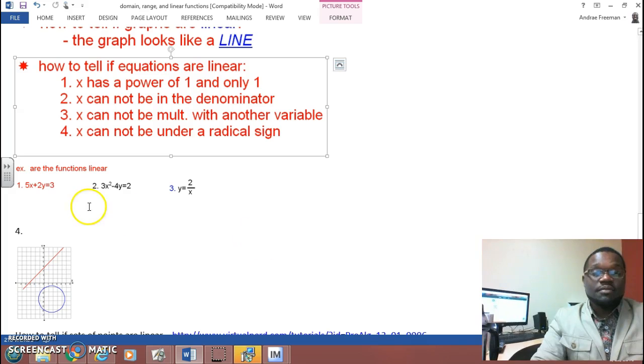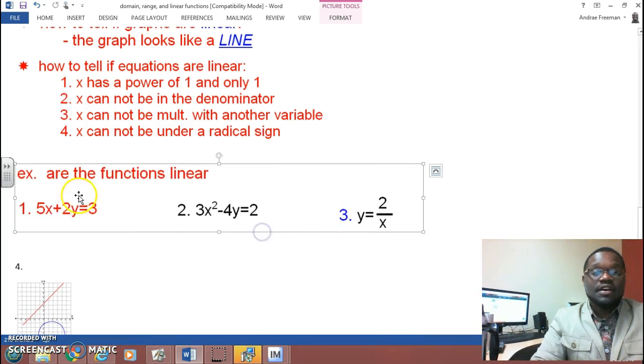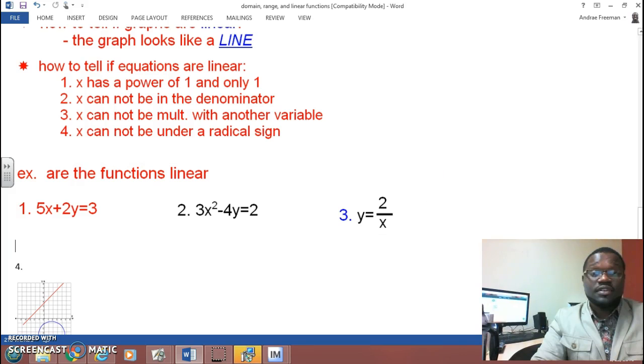And so as I look at number 1 here, I can tell that this is a function because the X and the Y have an exponent of 1. Number 2 is not a function because look at that X, it has a 2 as an exponent. And number 3 is not a function because X is in the denominator.